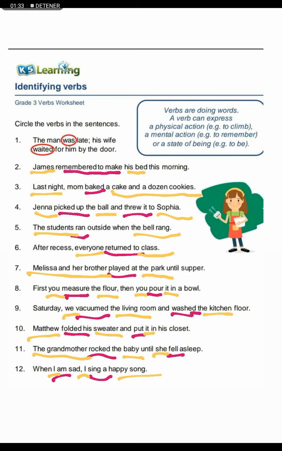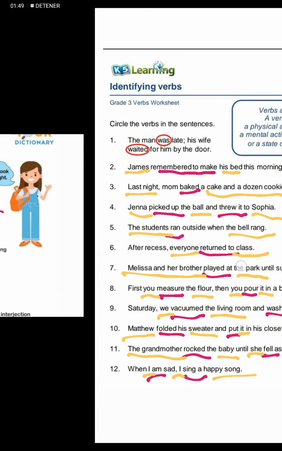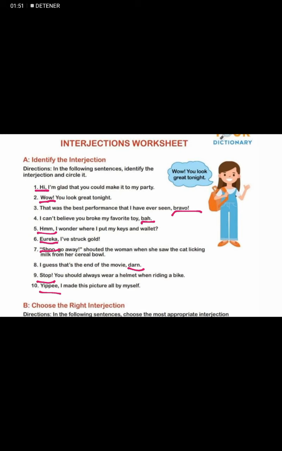So what you can do, guys, is to stop the video and check the rest of the sentences. Ustedes pueden detener, pausar el video y checar el resto de las oraciones para que revisen sus respuestas. Les repito, es más fácil identificar la acción en la oración cuando identificamos el sujeto que la hace y el objeto que la recibe.